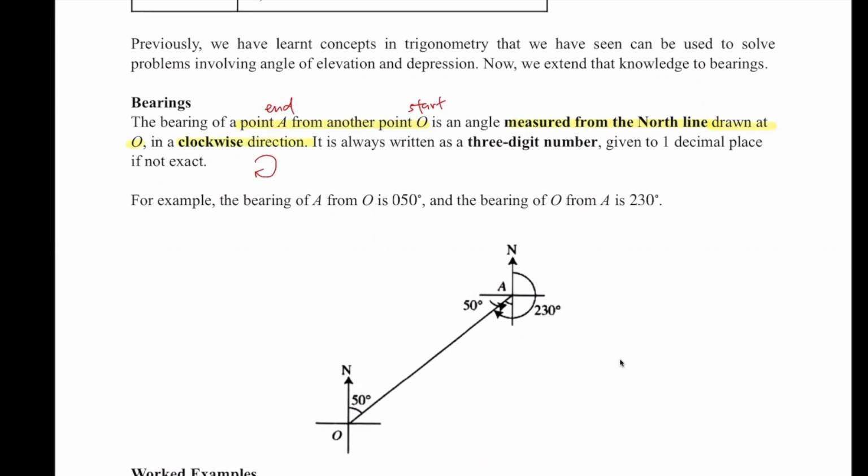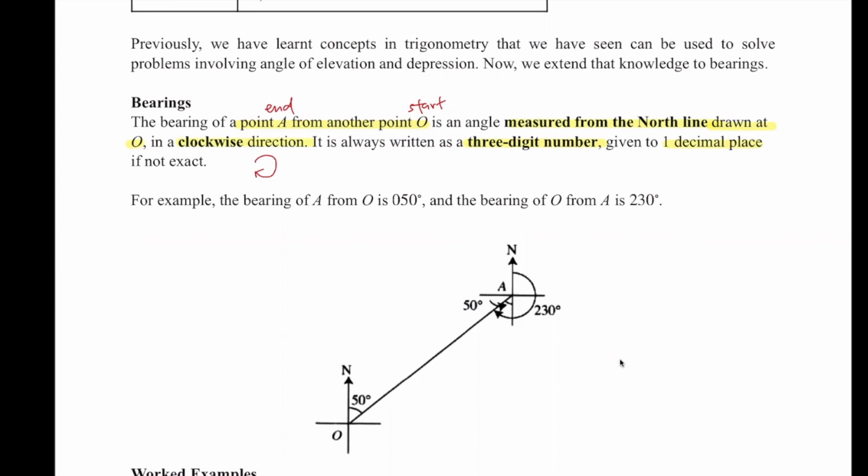Bearings must always be written as a 3-digit number. And if you need to give to one decimal place, you give to one decimal place, but it doesn't count towards the so-called 3 digits.